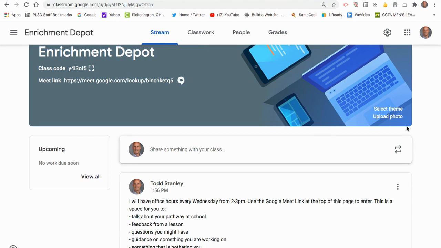And then I give them some suggestions for what this is a space for, whether it's talking about how things are going at school, questions they might have, guidance on something they're working on, something that's bothering them, or if they just want to chat. Maybe they're bored and they just want to talk about something or share something that they thought was really cool.